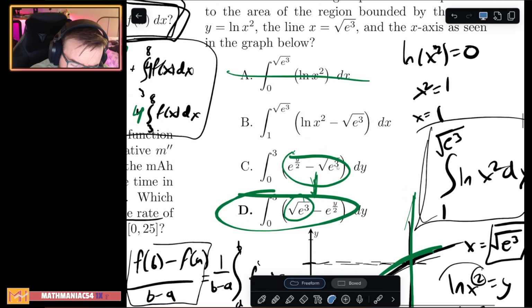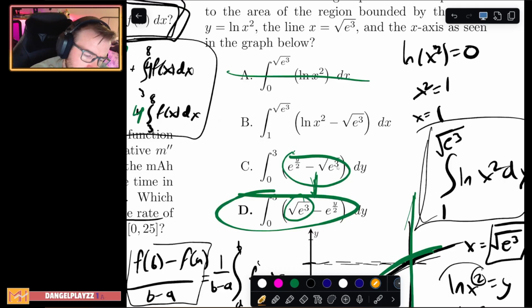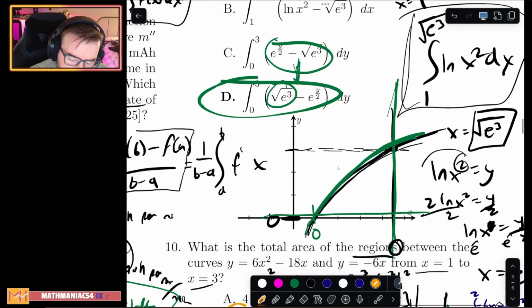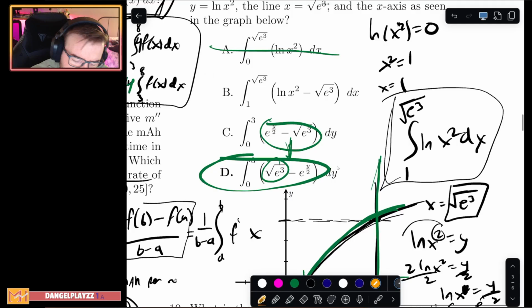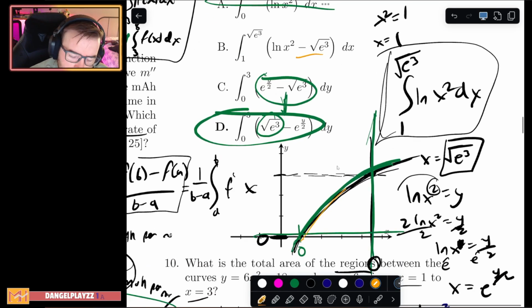31 people chose B. Oh, man. But this isn't the bottom. Top minus bottom, that's just the bound. That's just the bound, right? Why is it that 31 people chose B?